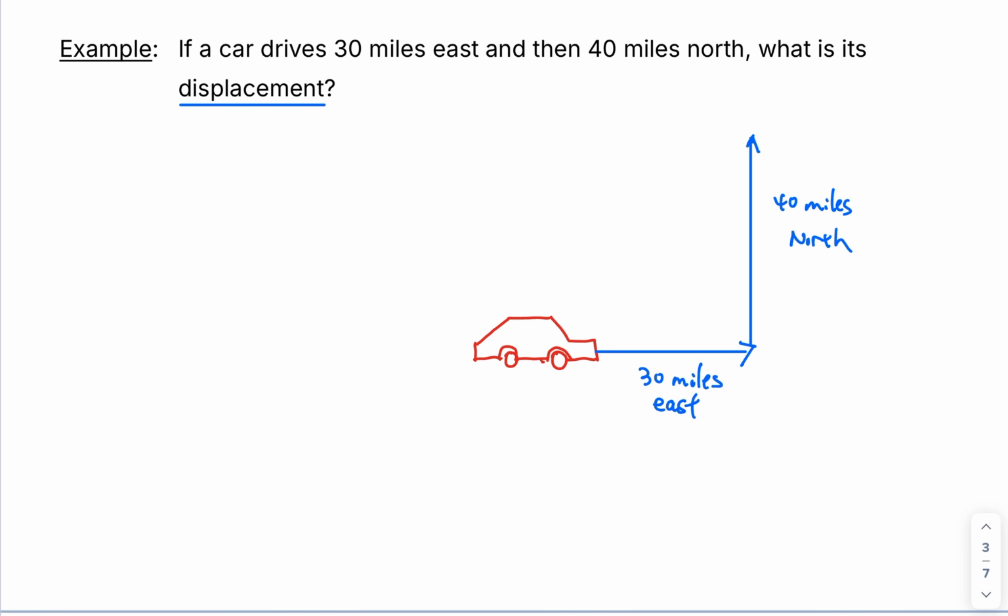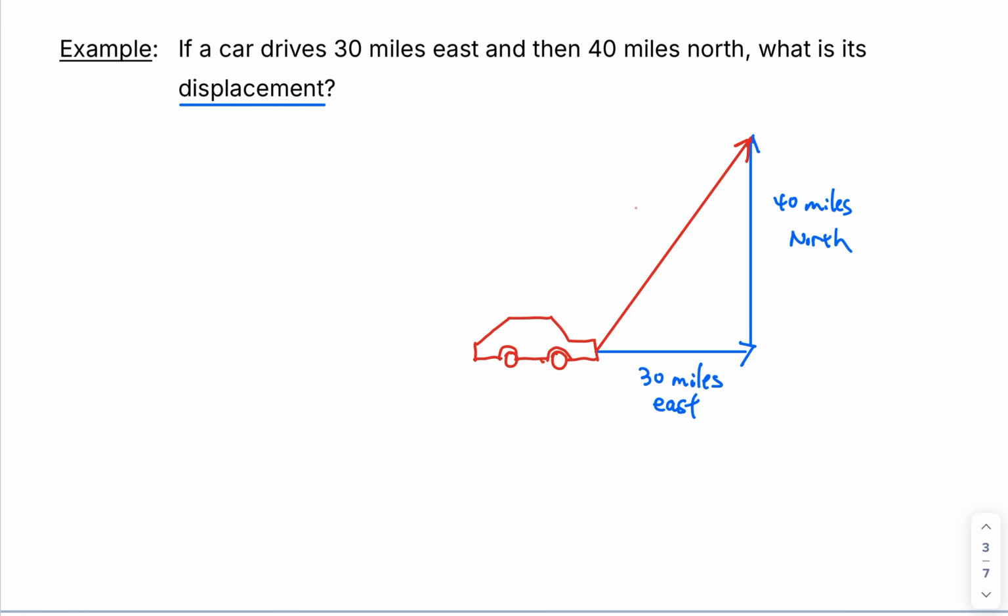In physics, it's really important to draw things out so you can see what's going on. And now we want to know what is its displacement. Well, the displacement is a straight line from the beginning point to the ending point.